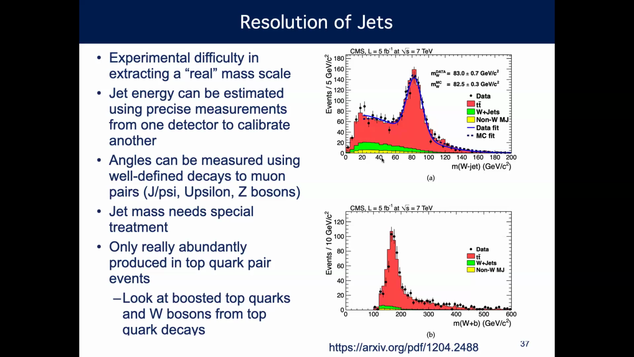So if you use that, you can see this is the mass of the W jet distribution, and you can see a clear W peak, and you can fit that to the data in the Monte Carlo, and you can get scale factors and see where this goes. And you can also look at this for fully boosted top quarks, and you can see the top quark mass peak right here. So you can use this to calibrate these.